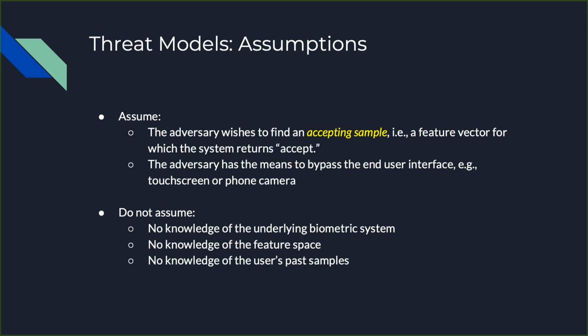So the assumptions for our model are that the adversary wishes to find an acceptance sample, which doesn't have to be a true positive sample, as long as the classifier returns an accept or a pass. That means the adversary can directly inject their features or their raw input into the hardware, rather than changing the input of the entire system. We also assume that the attacker does not have any knowledge of the underlying biometric system, which includes the feature space, the user's past samples, or even the actual classification model that you're using.